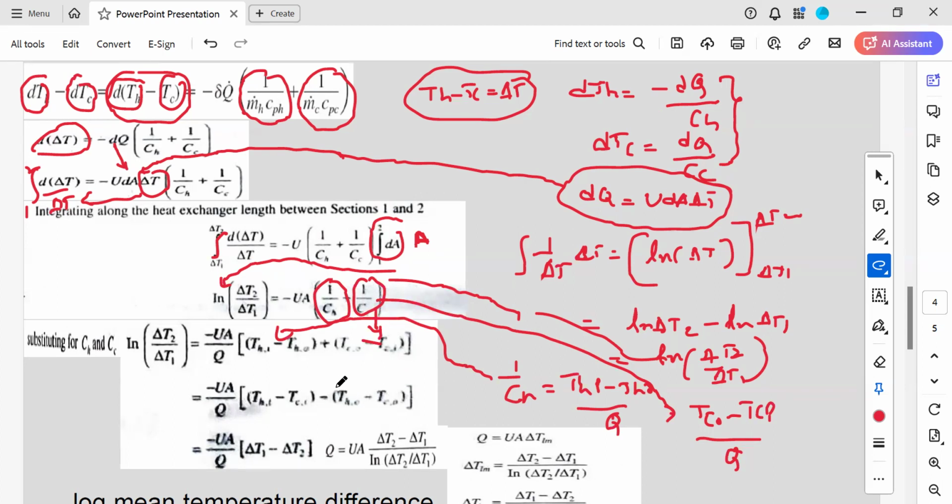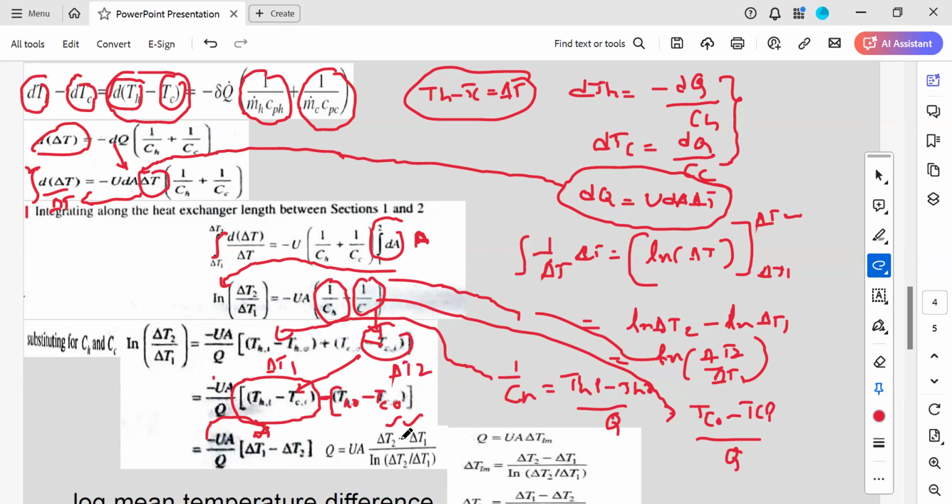Rearranging the terms, we bring Tci here, so we get Thi minus Tci, and taking minus common, minus Th0 and minus Tc0. So this temperature difference becomes ΔT1 and this one becomes ΔT2. The minus sign sent inside gives ΔT1 minus ΔT2, and sending it inside, we get ΔT2 minus ΔT1.